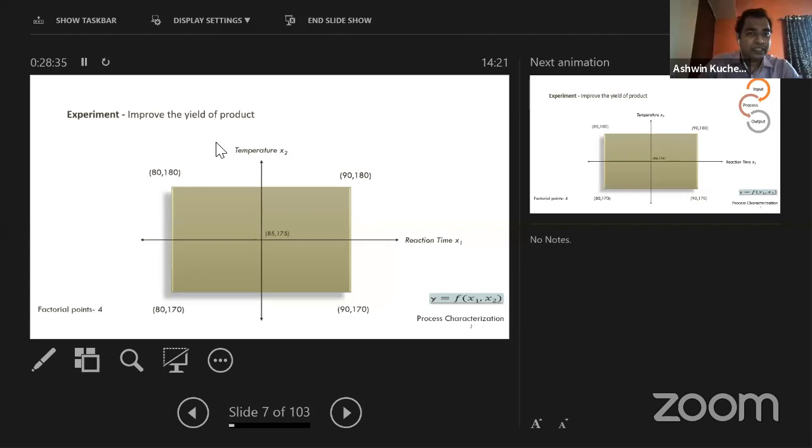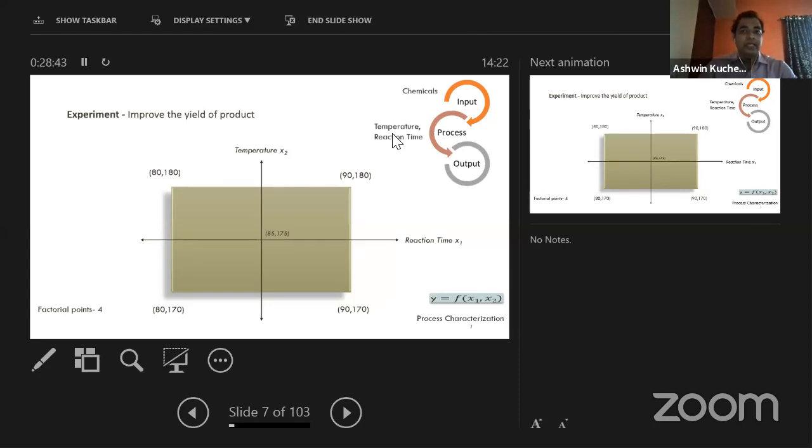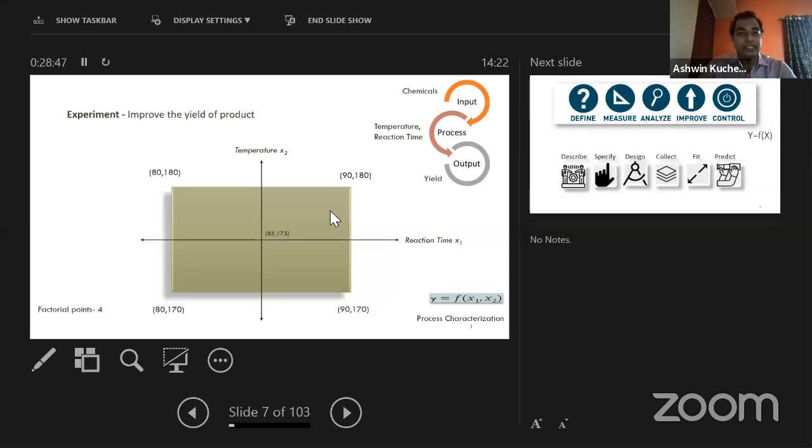Now, different responses, such as improving the yield of a product. This is a simple mechanism: input, process, and output. The inputs can be chemicals, temperature, and reaction time, as we have discussed, and the output is the yield. And we get this yield when we use these input variables in a good manner, in a specified manner, or in an optimum manner.